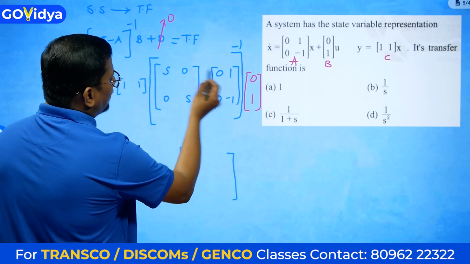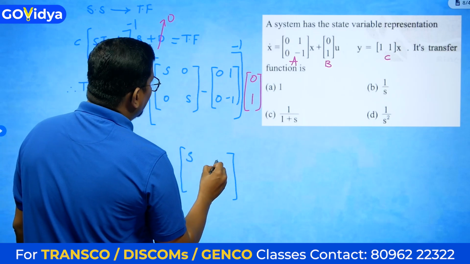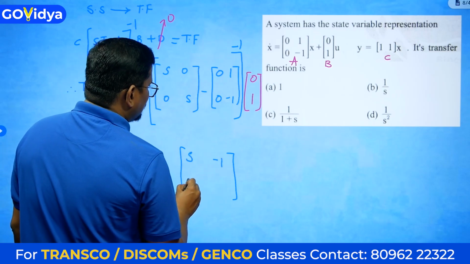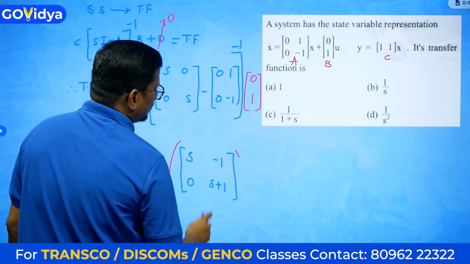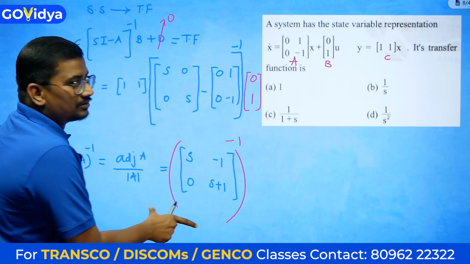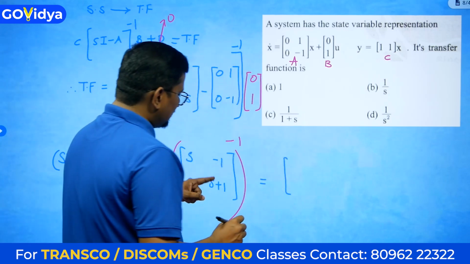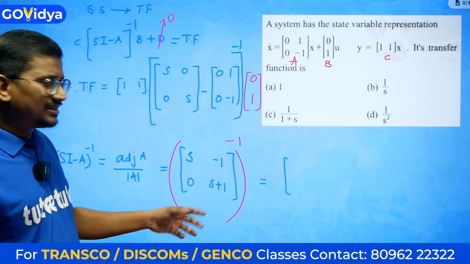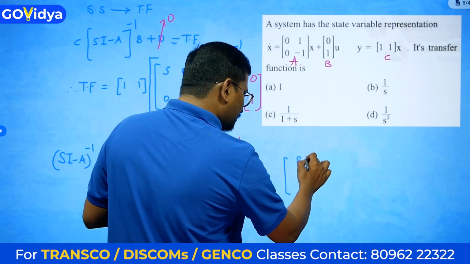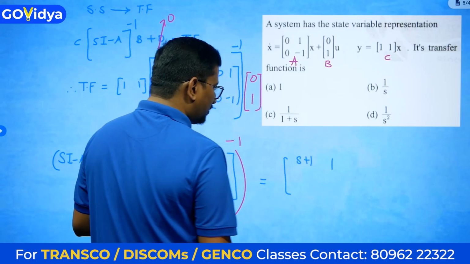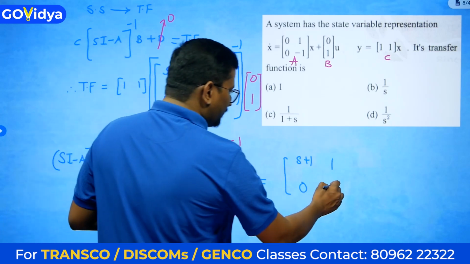Okay, so first you write like this. Can I write like this: s minus 1 and then 0 and then s plus 1, whole inverse. This part I am calculating separately. So how to deal with this? The adjoint of a 2 by 2 matrix is straight away D, minus B, minus C, A. What is D here? s plus 1, minus B is minus 1, minus C is 0, D, minus B, minus C, A. This is A.